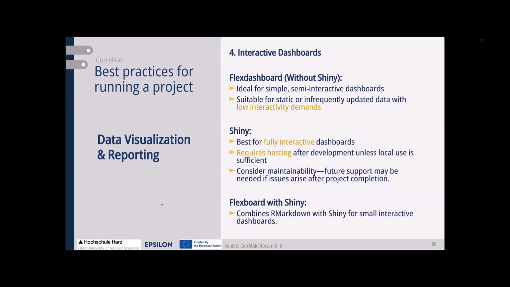If you're aiming at a fully interactive dashboard, you should use R Shiny. However, this requires hosting, the development until the local use is sufficient. So here you have to be aware that you need a host which has to be in line with the current GDPR guidelines. Also, the maintainability and future support may be needed after project completion because Shiny is far more complex than the Flex Dashboard. A combination of both is also possible.